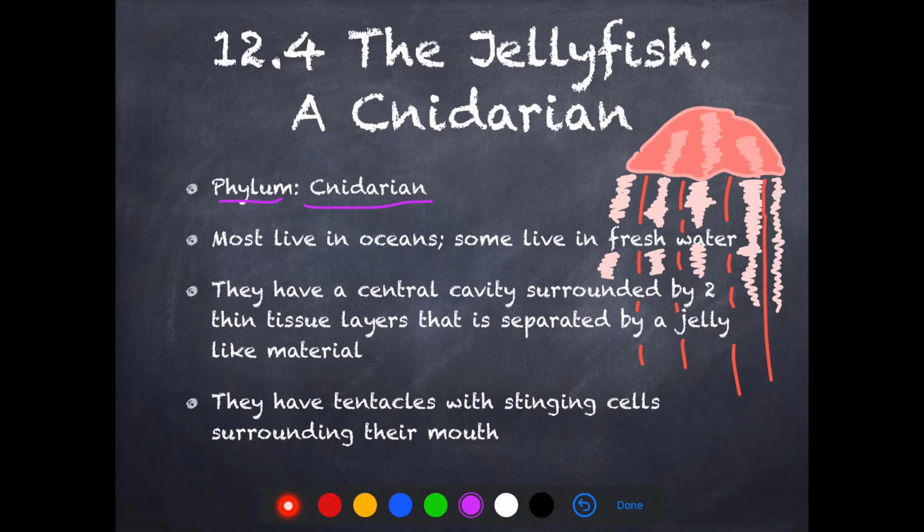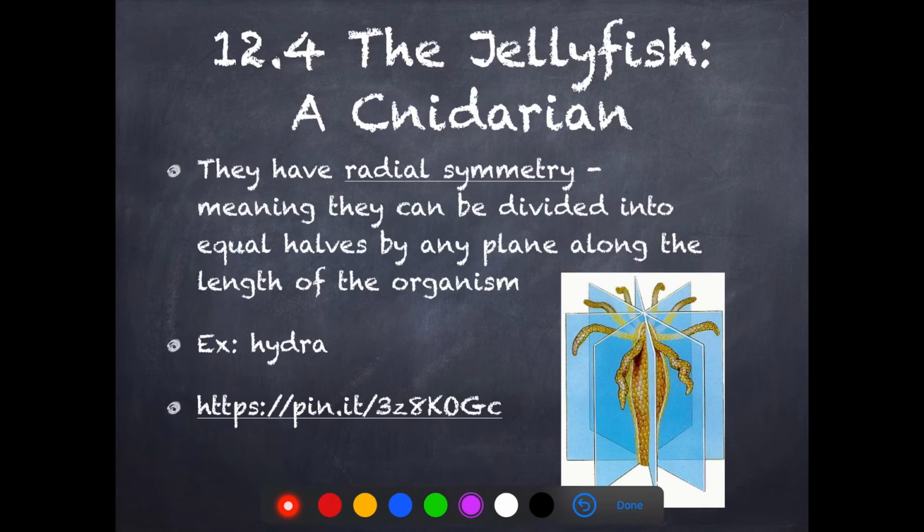The jellyfish also have a central cavity like the sponge, and it's surrounded by two thin tissue layers, and those two tissue layers are separated by this jelly-like material. You probably know that the jellyfish have tentacles, right? These tentacles are not something you want to get tangled up in because they have stinging cells. These stinging cells are a protective layer around the mouth, but this is also how they capture their prey to eat them. This is also used as a self-defense mechanism that we will talk about.